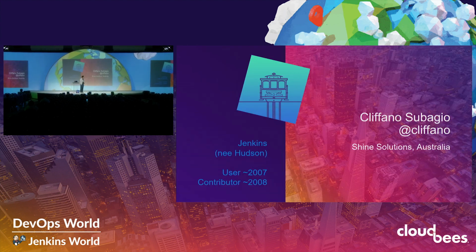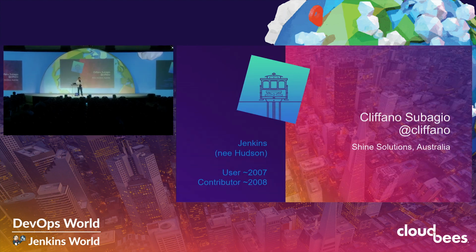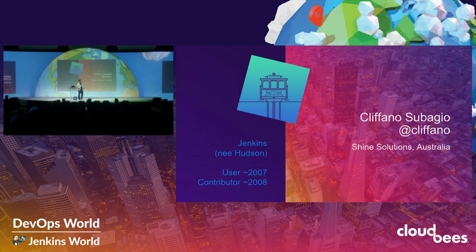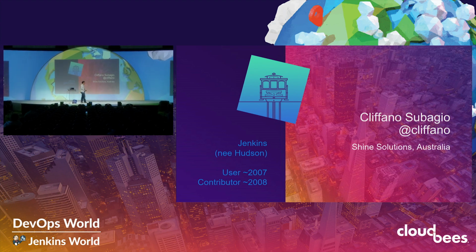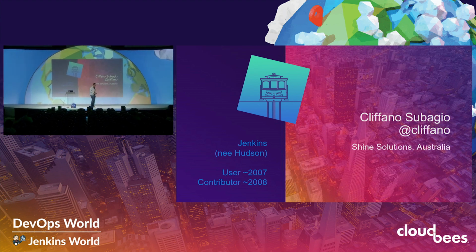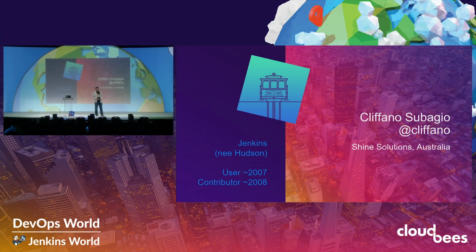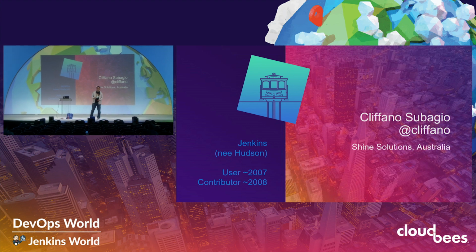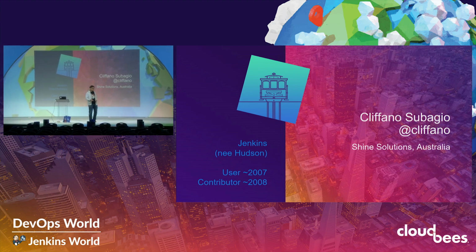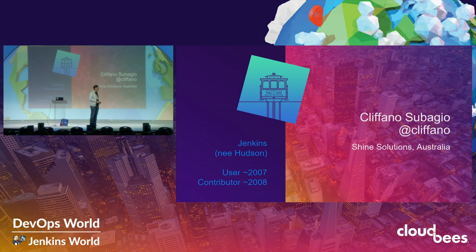My name is Clifano Subagio. I'm at Clifano on various social media, GitHub and Twitter. And I'm a senior consultant at Shine Solutions in Australia. I've been a Jenkins user since 2007. It was called Hudson back then, and I've been an on and off contributor since 2008.